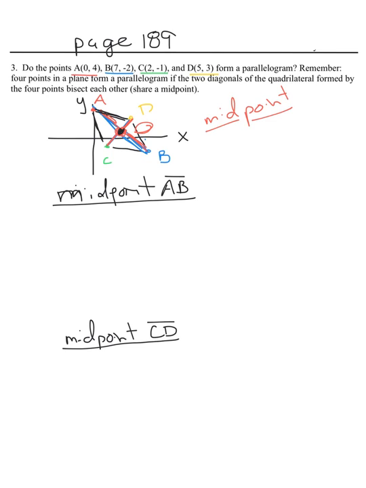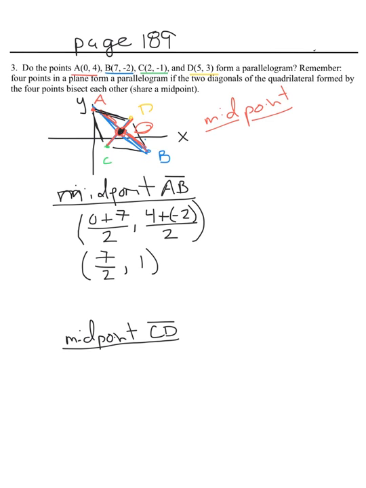To find the midpoint of AB, the x value of that midpoint, you add the two x values together, so 0 plus 7, and then you divide that in half. And for the y value, you add the two y values together, so 4 plus -2, and then divide that in half. So the midpoint here would be 7 halves, and then 4 minus 2 is 2, 2 divided by 2 is 1.